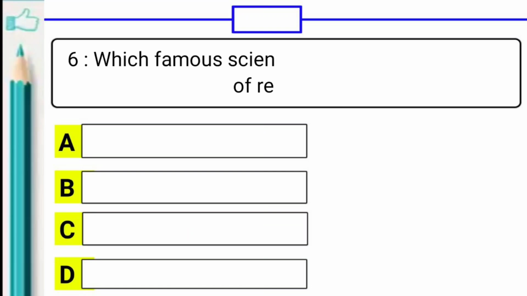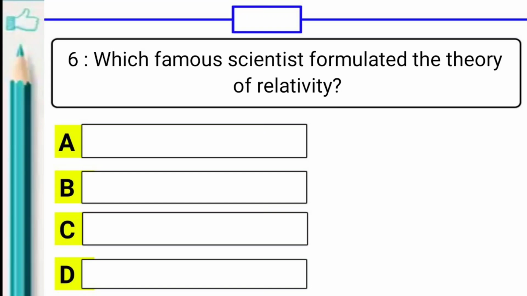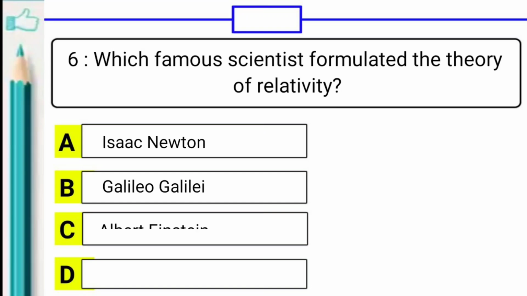Question 6. Which famous scientist formulated the theory of relativity? A. Isaac Newton. B. Galileo Galilei. C. Albert Einstein. D. Nikola Tesla.